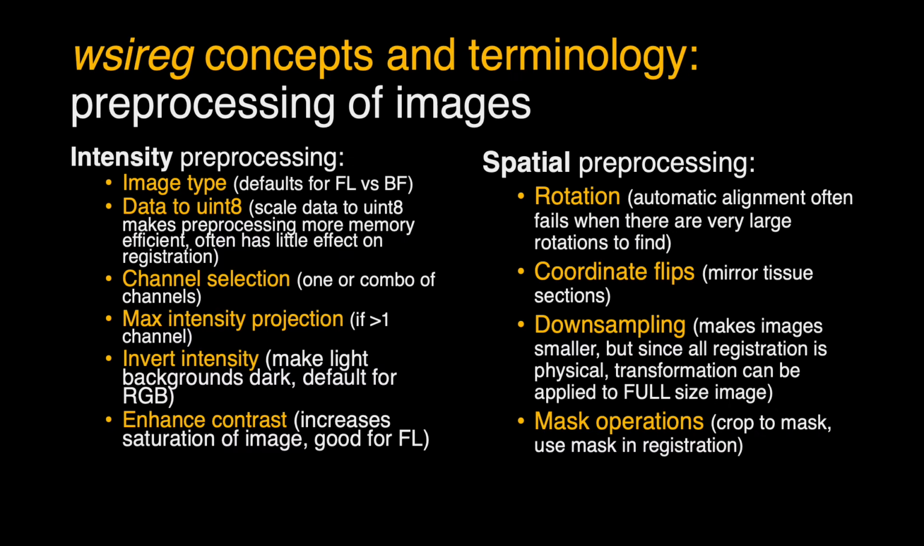And so there's some basics here. We have image type, so this is fluorescence or a dark background image, and then bright field or a light background image. Another common thing is to scale the data to 8-bit data type. This just makes all the subsequent pre-processing more memory efficient, and in my experience often has little effect on the actual registration quality.